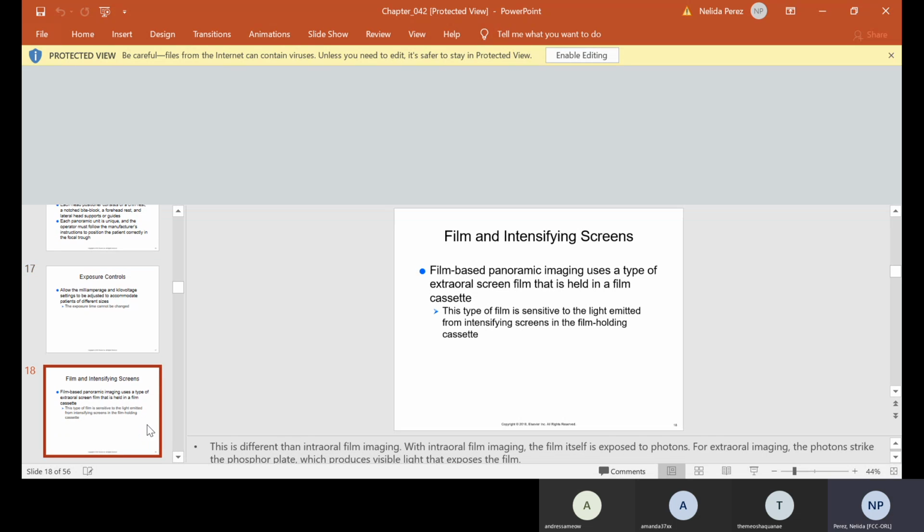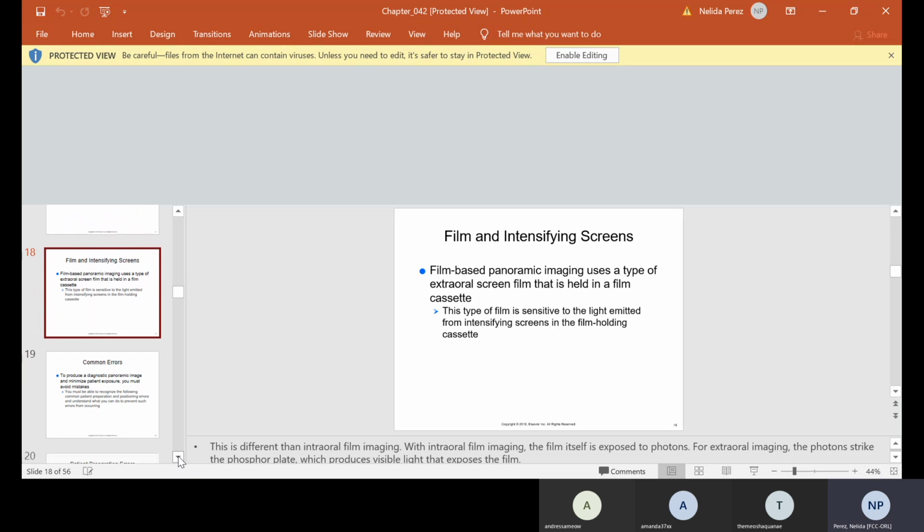Also, it has film and intensifying screens. The film-based panoramic imaging uses a type of extraoral screen film that is held in a film cassette. This type of film is sensitive to the light emitted from intensifying screens in the film holding cassette. This cassette is a little bit different than the intraoral film imaging.